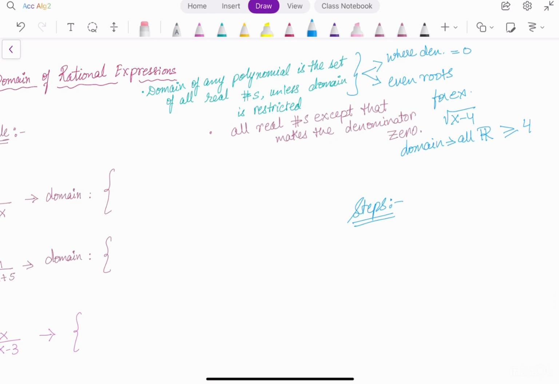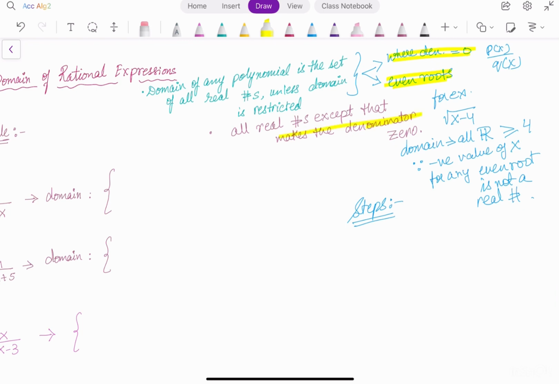It cannot be less than 4, because if the value of x is, suppose, -3, it will become -3 minus 4, which is -7, and we cannot take the square root of -7, because a negative value under a square root will create imaginary numbers. That is why for even roots we need to be a little more careful, because negative numbers are not real numbers; they are in the category of imaginary numbers. And the first condition was all real numbers except those that make the denominator equal to 0.